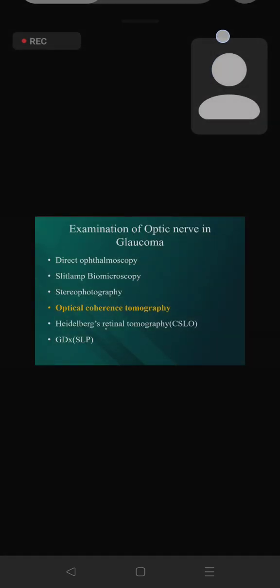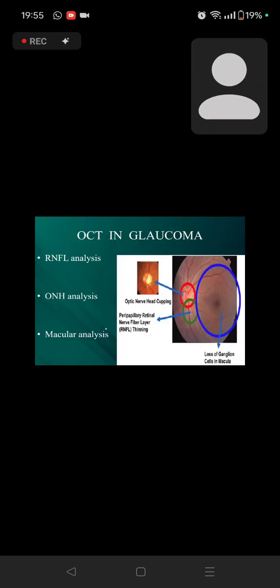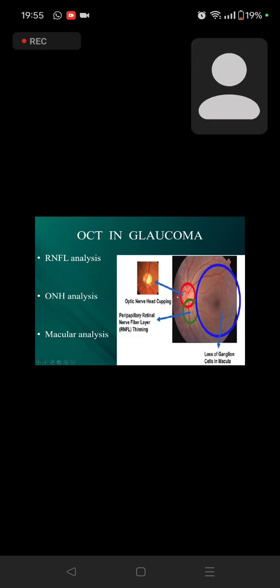In the examination of the optic nerve in glaucoma, we all know there is direct ophthalmoscopy, slit lamp biomicroscopy, stereophotography, OCT, HRT, and GDx. Let me say a word on OCT alone, because you people come across OCT commonly. We know there are three changes mainly occurring in glaucoma: optic nerve head, RNFL, and macula. We do RNFL analysis, and we also do ONH analysis for optic nerve head changes.